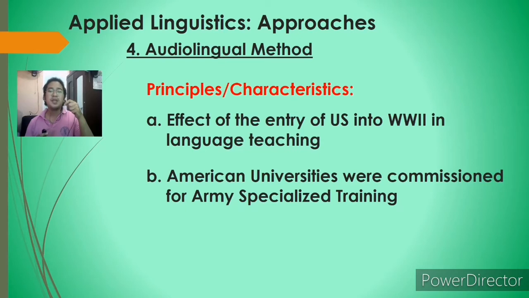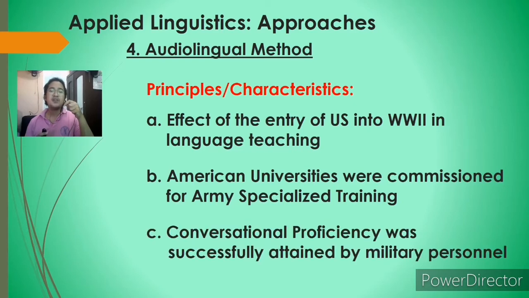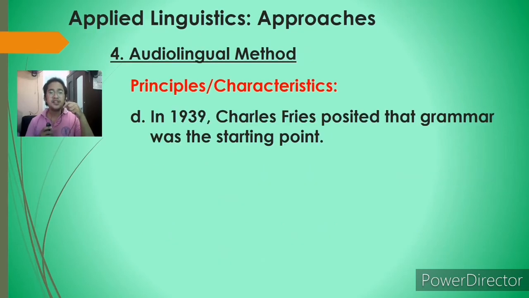In this program, the Army Specialized Training, the students, who were members of the military, attained conversational proficiency in a variety of languages such as German, French, Italian, Chinese, Japanese, Malay, and other languages. Even if the Army Specialized Training Program only lasted for 2 years, it attracted attention in the popular press and in the academic community due to its oral-based approach. In 1939, Charles Fries, a trained structural linguist, speculated that grammar was a starting point. The structure of the language was identified with its basic sentence patterns and grammatical rules.